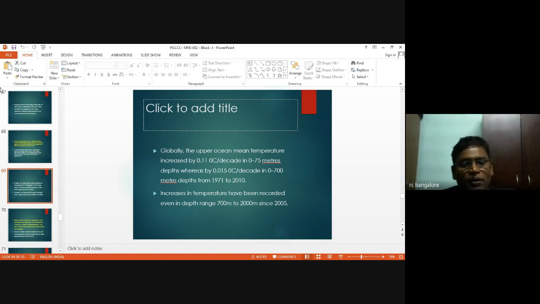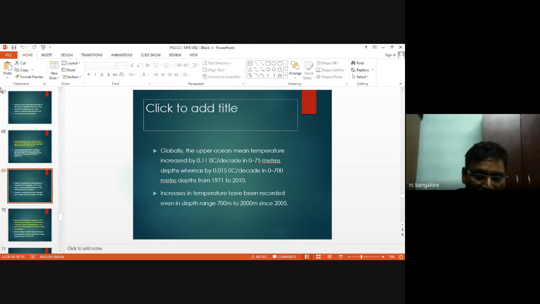So what will happen? The global upper ocean mean temperature, that means the ocean water body temperature, has increased from 1971 to 2010. The increase in temperature has been recorded even in the depth range of 700 meters to 2000 meters. So even at the depth of this seawater, these increased temperatures have been noticed. So what kind of impact is it having on fishery? That is the concept. Why does this fishery concept come here?